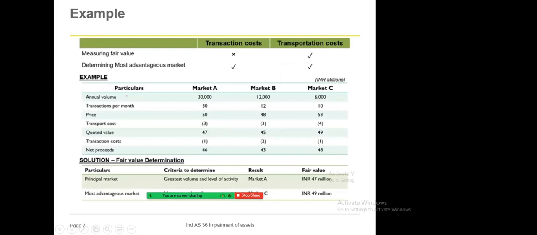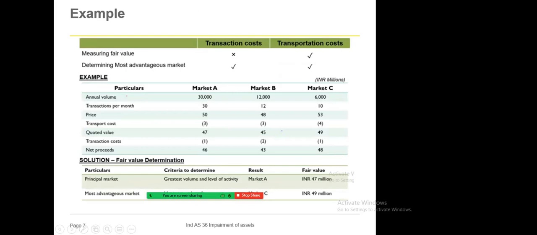So here it says the principal market is the one with the greatest volume and level of activity, market A. And what will be the fair value? The fair value will be your 47, because we are not going to consider the transaction cost. So we need to take this quoted value into consideration.